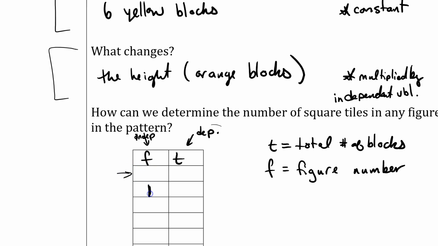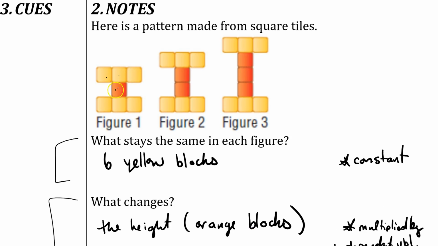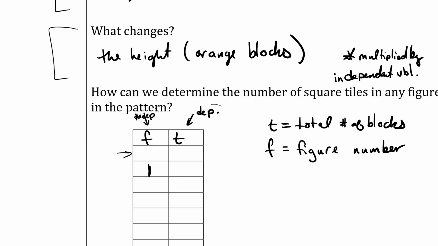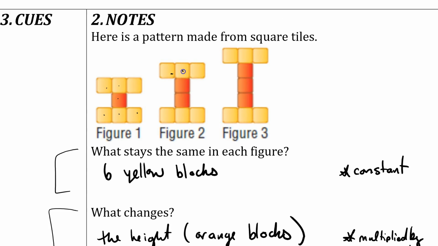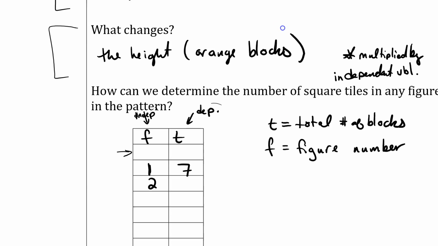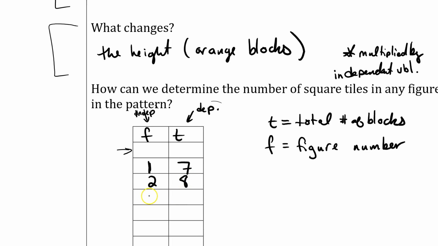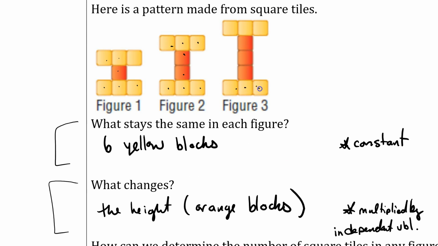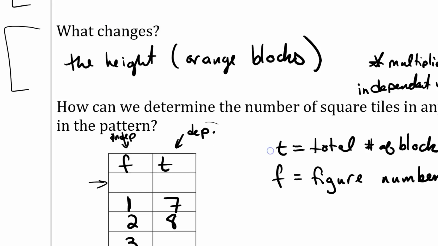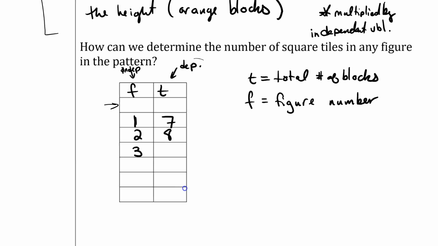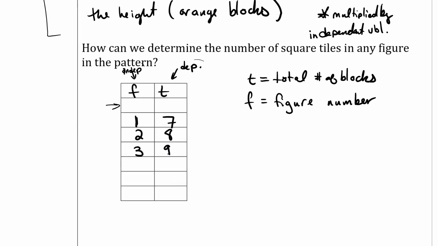In figure 1, we have 1, 2, 3, 4, 5, 6, 7 blocks. In figure 2, we have 8 blocks. In figure 3, we have 9 blocks. And I bet that if we wanted to, we could say figure 4 is going to have 10, figure 5 is going to have 11, figure 6 is going to have 12.